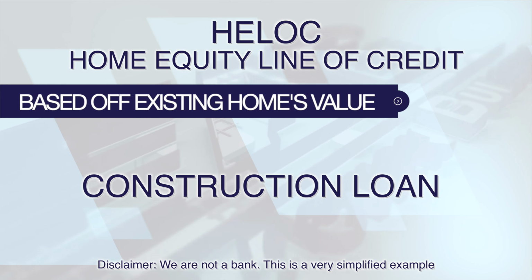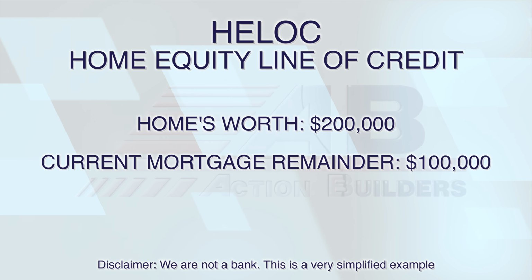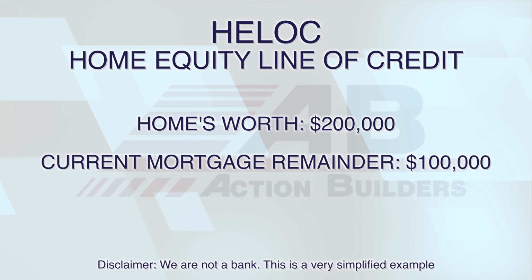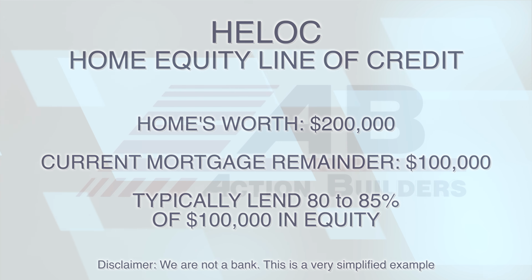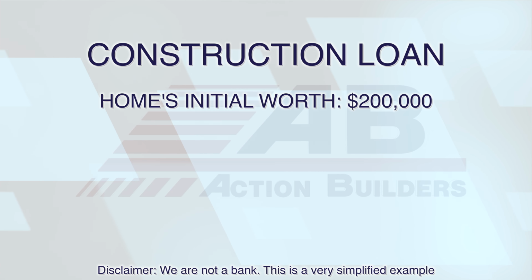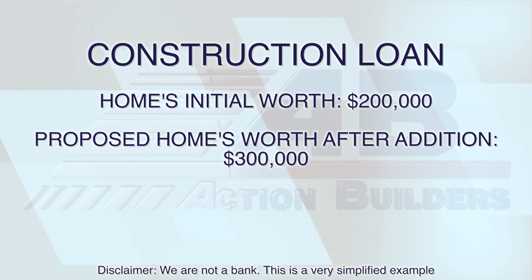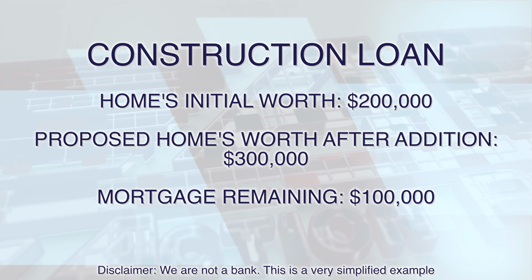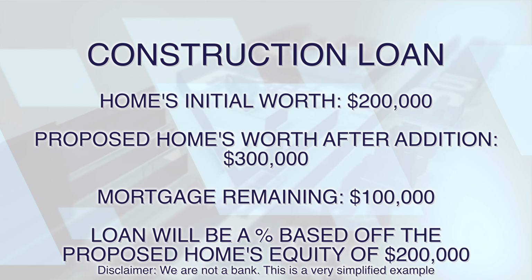So for example, if your house is worth $200,000 now and you owe $100,000 on the mortgage, then the home equity line of credit would lend on the difference, a percentage of that difference, so up to the $200,000. A construction loan, if the existing house is worth $200,000 and the proposed is worth $300,000, a construction loan will lend on that $300,000 number. So they will give you a percentage of the difference between the $100,000 and the $300,000 mark.